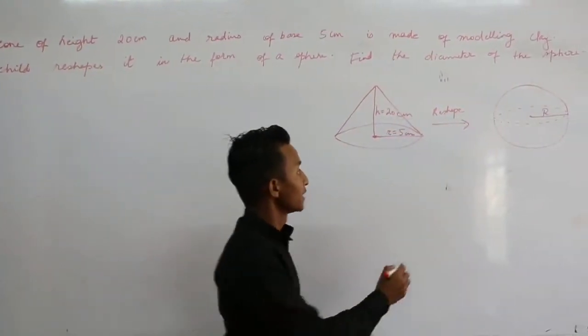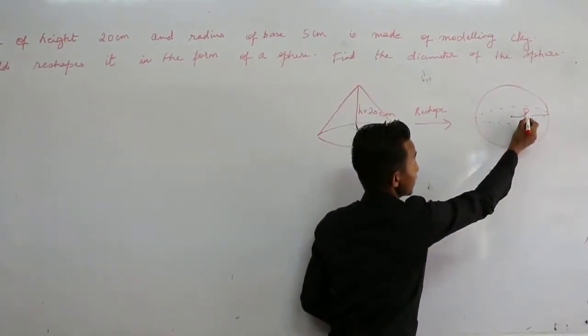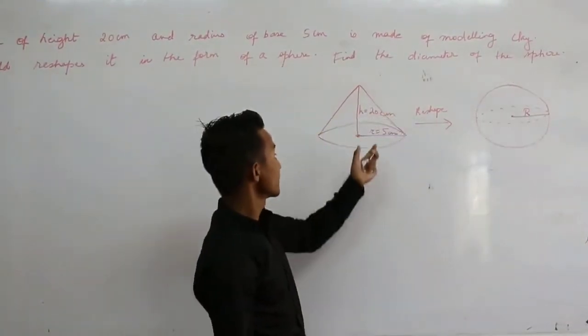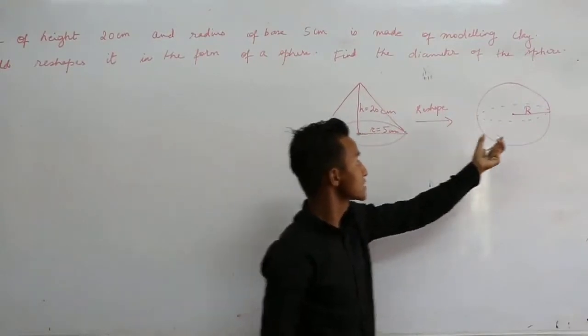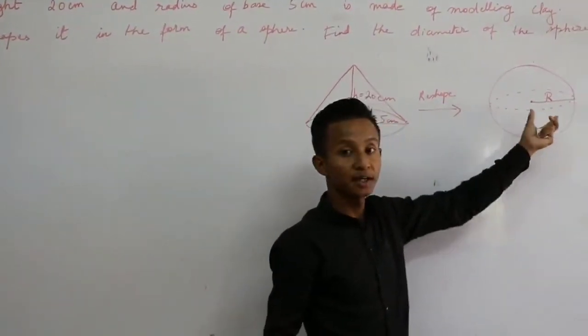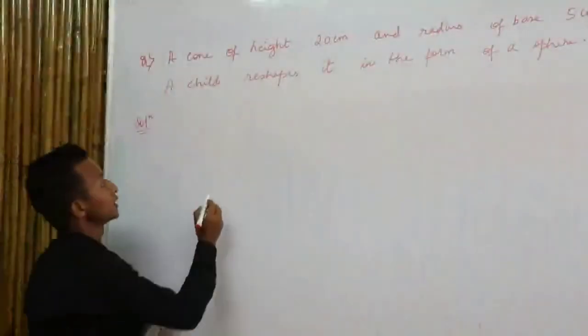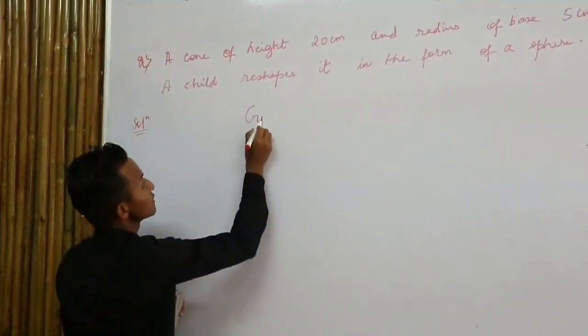And here I name the radius of the sphere as capital R, because this radius and this radius might not be the same. So I name it by a different symbol. So the solution is given to us.